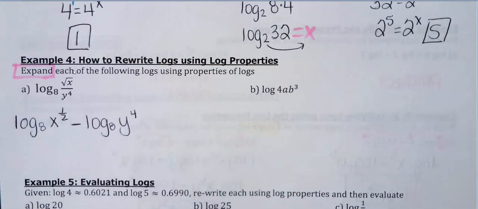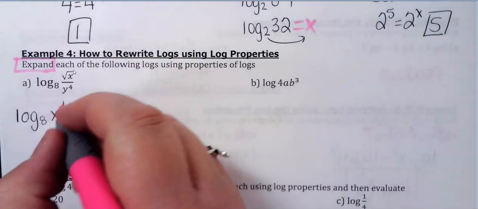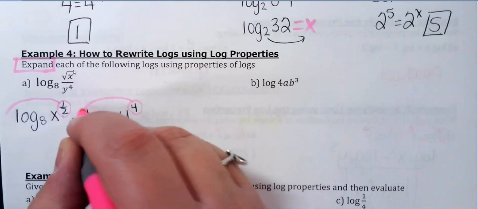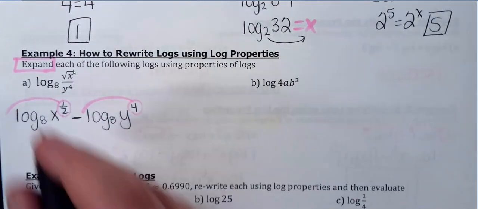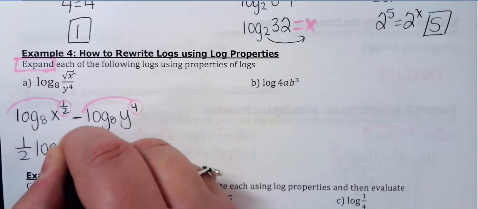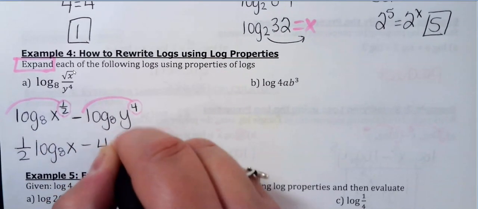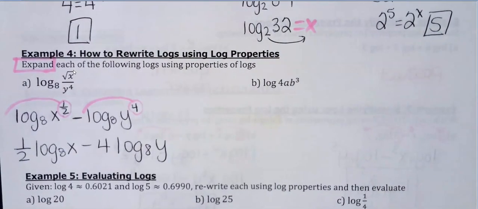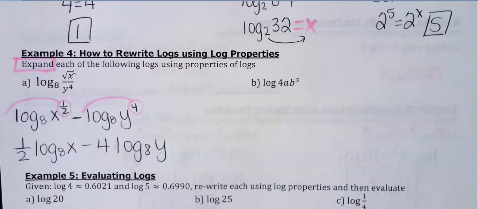Now, the other thing I can do here to further simplify this is the power rule reversed. So I'm going to bring those exponents down in front. So this would be 1/2 log base 8 of x minus 4 log base 8 of y. And that would be completely expanded. I just did it in two steps. So if you can do it in one, that's completely fine. But I'm applying there the power rule and then also the quotient.